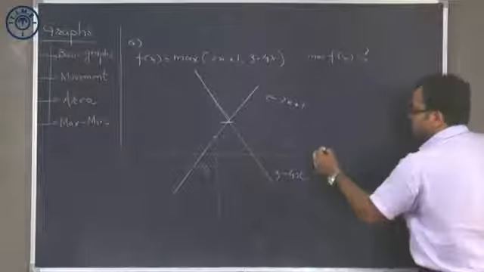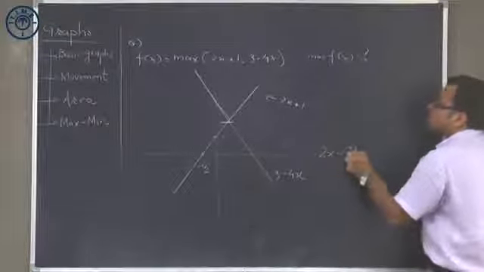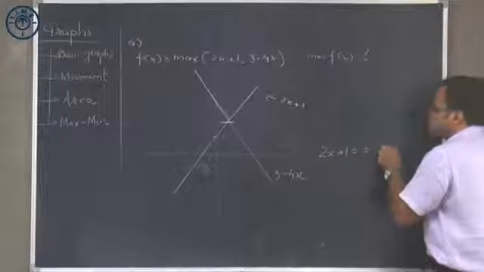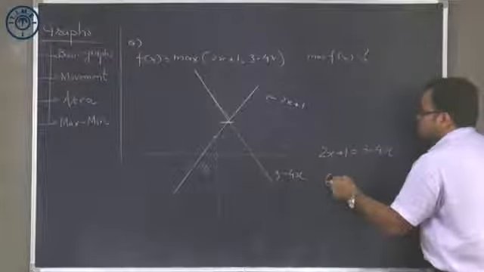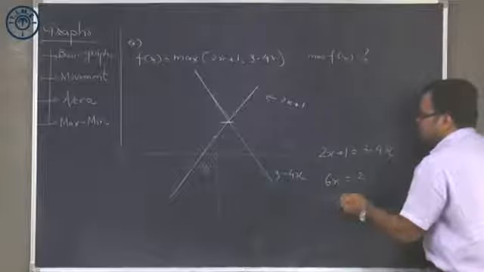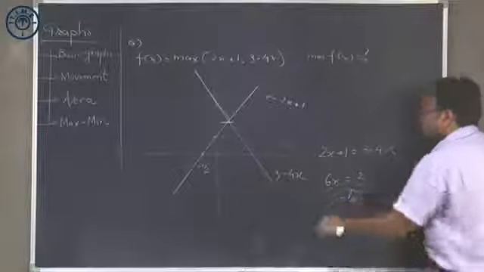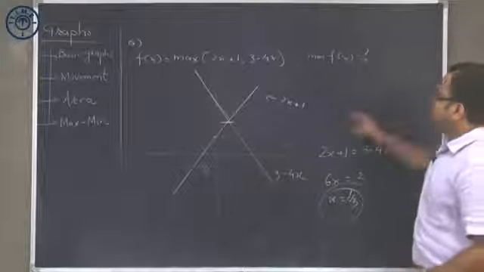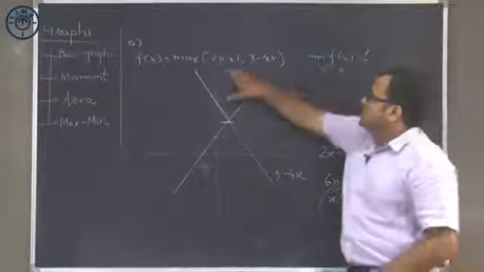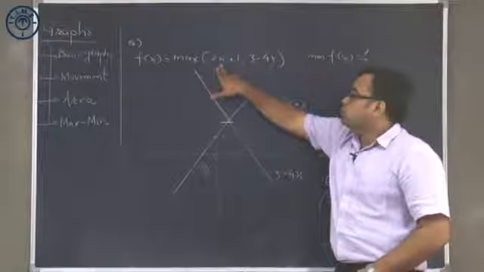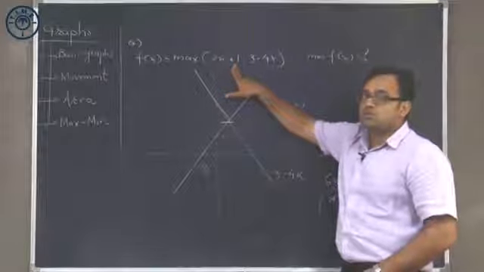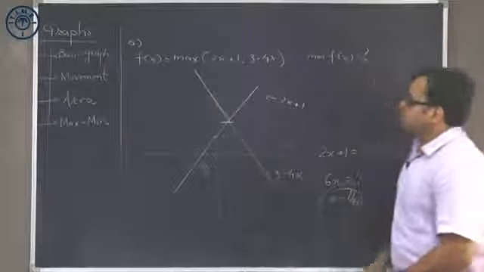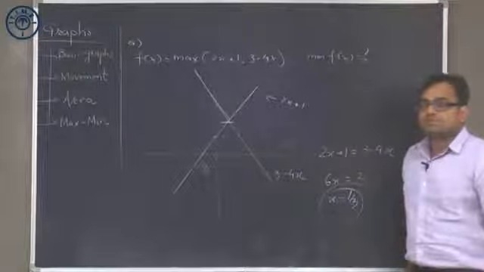When will they intersect? They will intersect at 2x plus 1 is equal to 3 minus 4x. 4 plus 2, 6x is equal to 2, x is equal to 1 upon 3. So x equals to 1 upon 3. At x equals to 1 upon 3, f of x will be equal to 2 upon 3 plus 1, which is equal to 5 upon 3. 5 upon 3 is your answer.